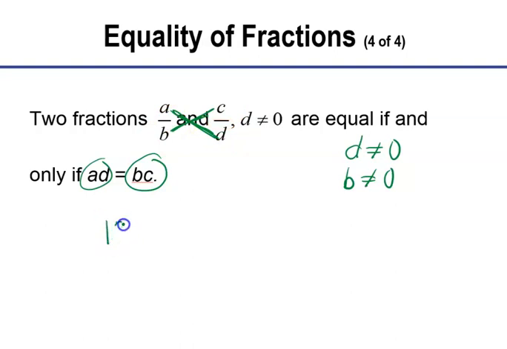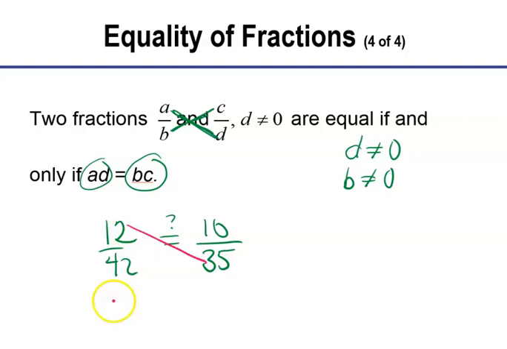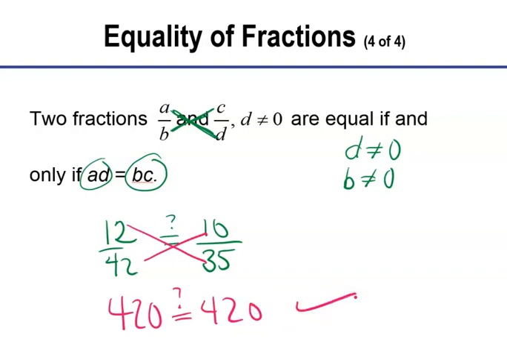We had 12 over 42. Does that really equal 10 over 35? We could use that trick here. We can multiply 12 times 35. Let's see what that is. That gives me 420. And then the question is, is that equal to 42 times 10? And that's more clearly 420. And you see that means that these fractions are equal.